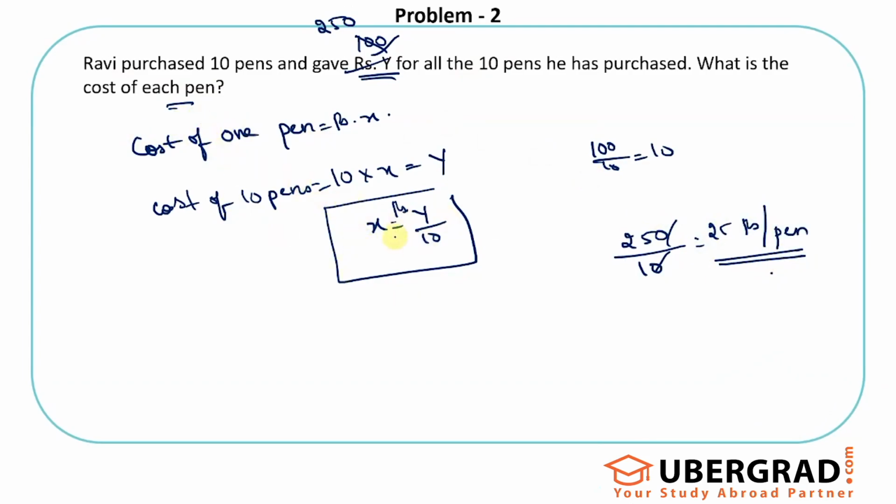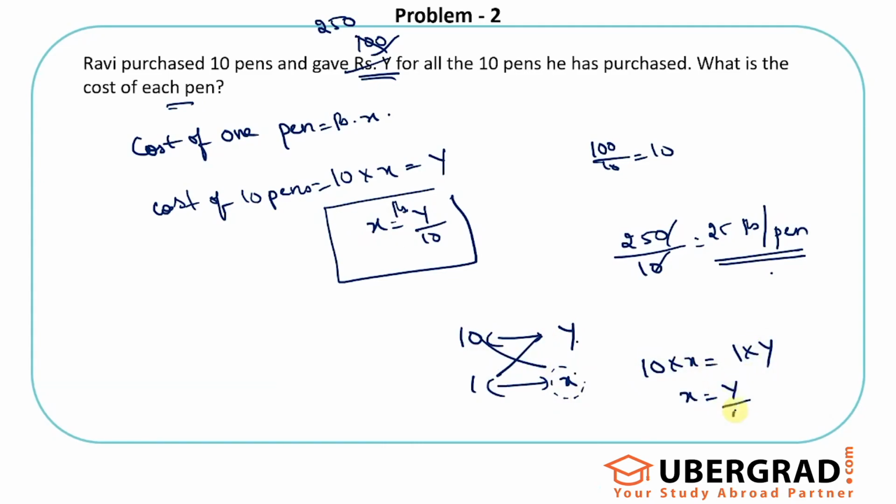This is a very simple thing. Again, as we were showing, 10 pens cost Y rupees, and one pen, let's assume, costs X rupees. Let's find this; that's the goal. Do a cross multiplication: 10 into X equals 1 into Y, so X equals Y by 10. That's what we got.